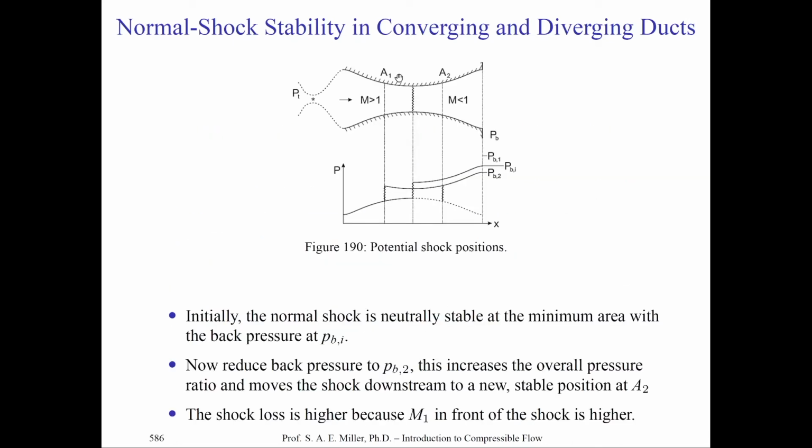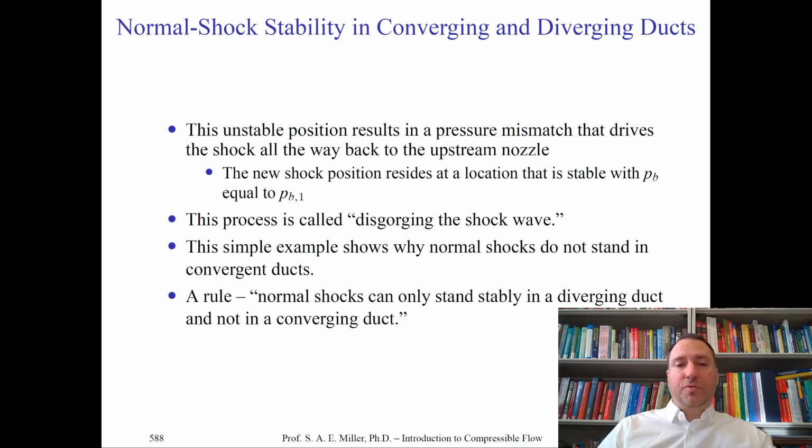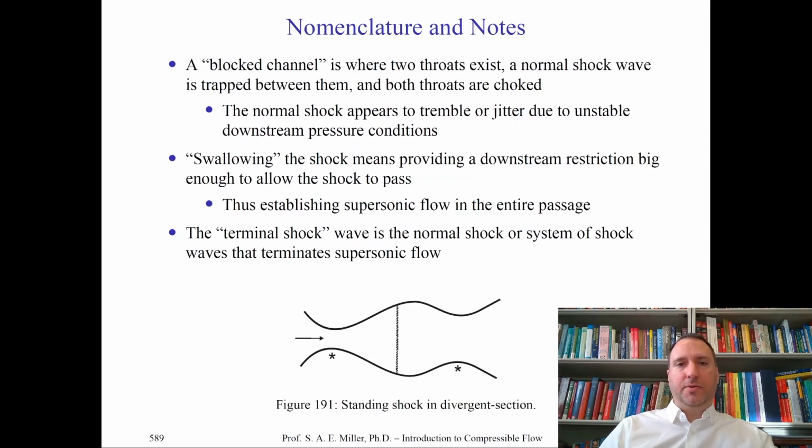And the shock position, of course, would go from, say, this position, A1, up to and reside somewhere in the divergent part of the tunnel. If it's moving fast enough, it could completely disgorge and go all the way out the inlet, which is what a fully disgorged situation is. So in this case, we can see there's a general rule. Normal shocks can only stand stably in a diverging portion of the stream tube and not in a convergent portion. So this is a little rule of thumb you can remember, and it'll serve you well.